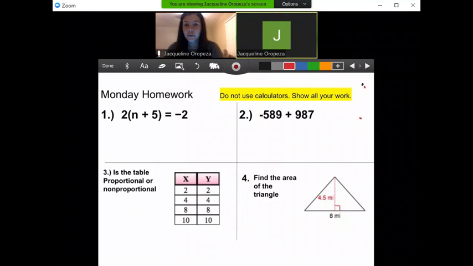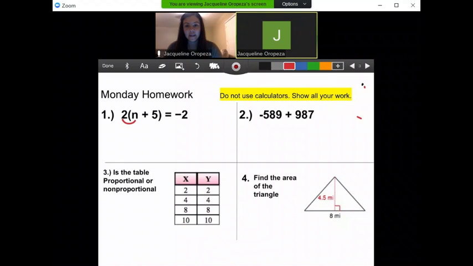Number one, we're still doing our two-step equations, but they look a little bit different because we have parentheses. So we're going to have the distributive property. If you remember, I showed you two different ways that we can solve these equations. The first one is by doing the distributive property.